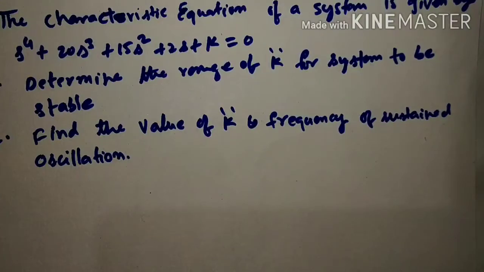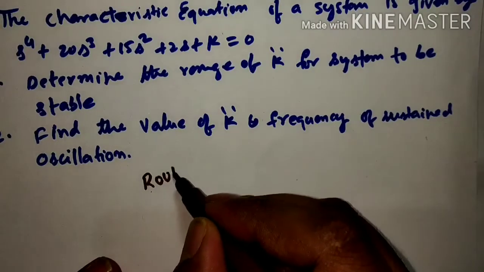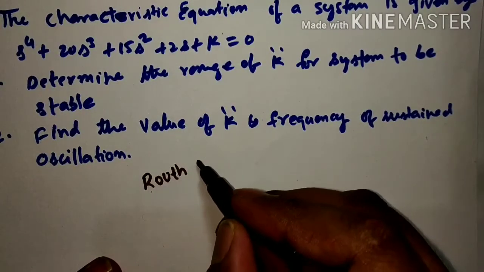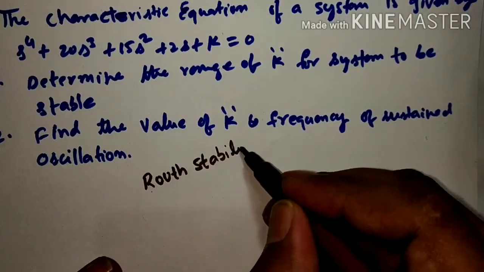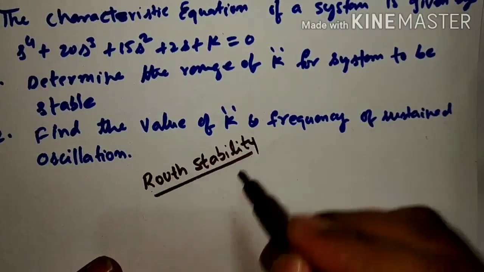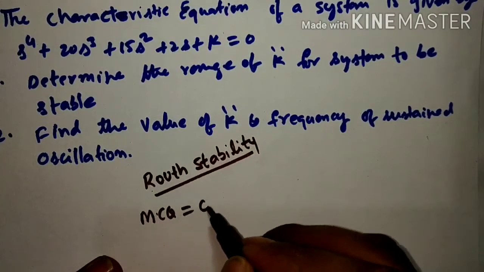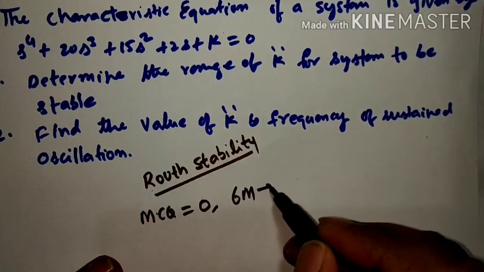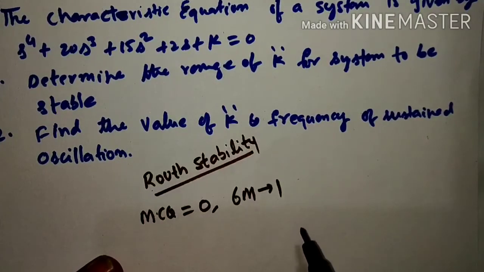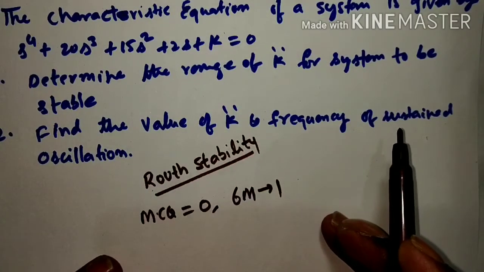So how many marks in total come from Routh stability criteria? From Routh stability multiple choice questions, 0. Six marks, one question. So this is the question given here, and I'm going to solve it today for you.